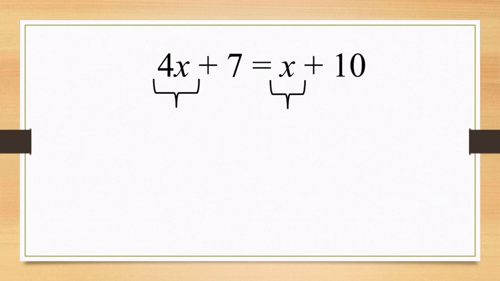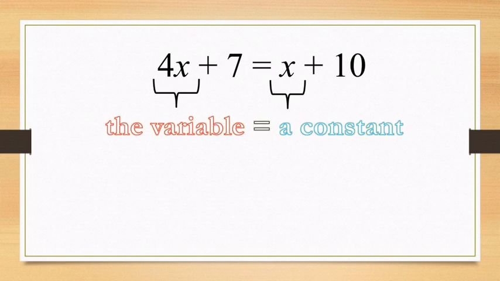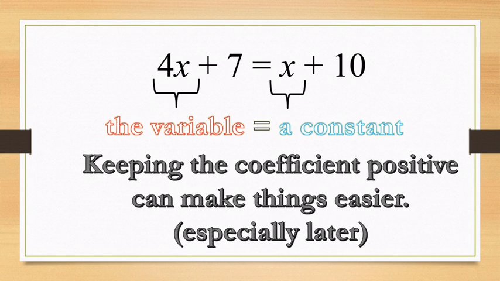Now, if you can remember way back to when we were solving variables on both sides, I say way back, but it was very recently. We were solving equations with variables on both sides. One of the things that I said was try to solve it as the variable equals a constant or a constant equals a variable based on which side will have a positive coefficient. And I said that keeping the coefficient positive can make things easier, especially later. Well, that later time is now. This is when it makes it easier.